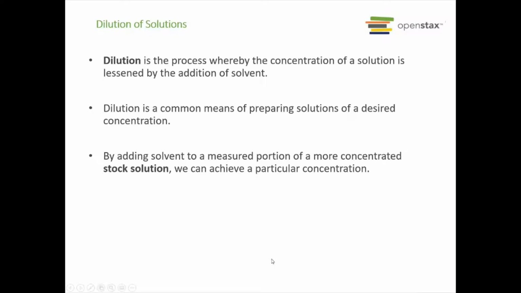So this is called dilution, and this is where the concentration of a solution is lessened by the addition of more solvent. This is a way of making solutions of a desired concentration. Sometimes you make what's called a stock solution that has a high concentration. I believe you're going to do this in your Labster lab. And then you're going to take small amounts of that to make smaller concentration solutions.